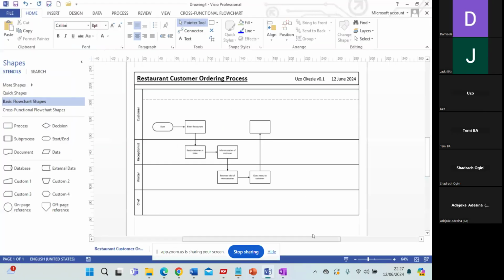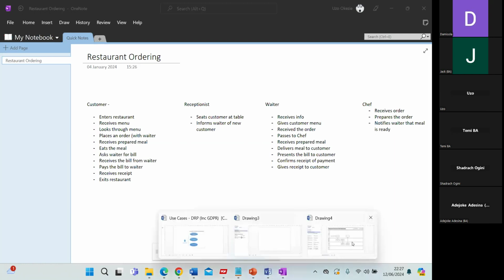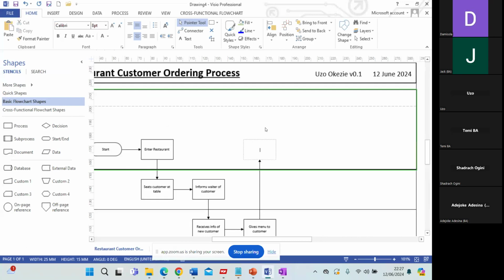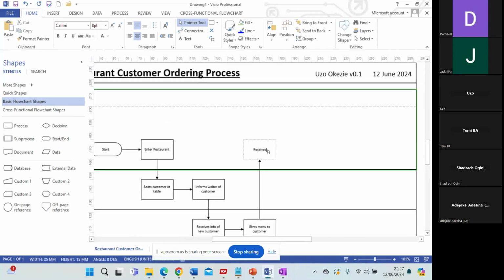And oh yes, I said I was going to ask you guys. Okay, so we were going to add a decision box. Let me just do one more so I can add a decision box and kind of show you how that works. So this is supposed to be receives menu from the waiter. So it just receives menu.